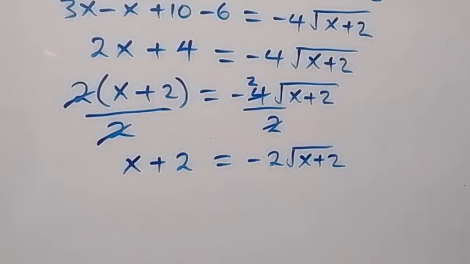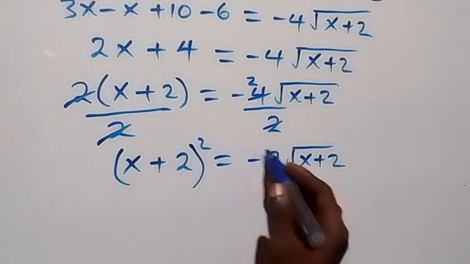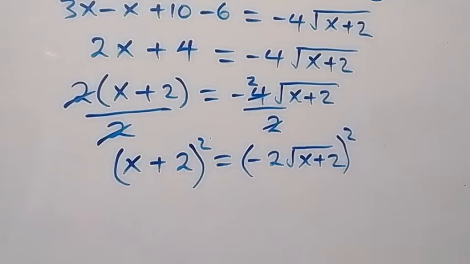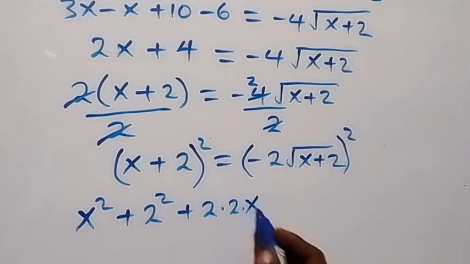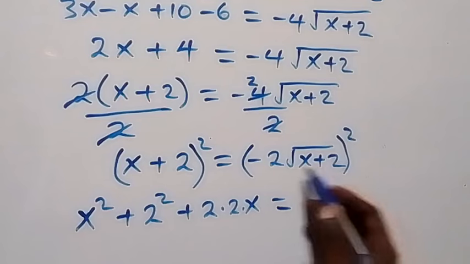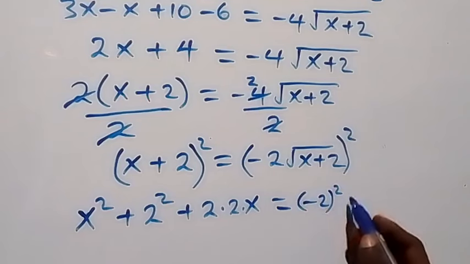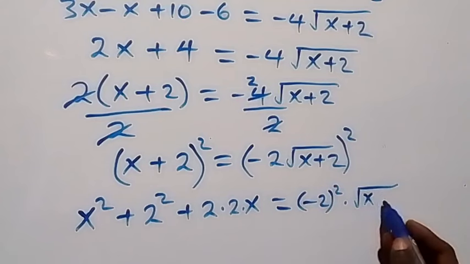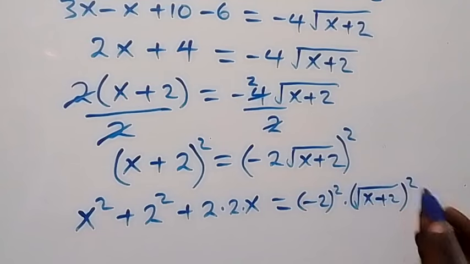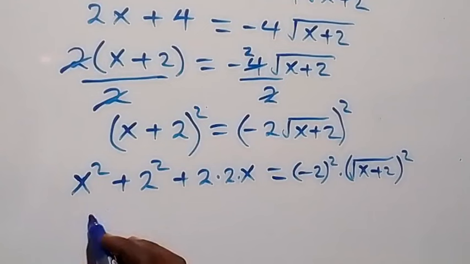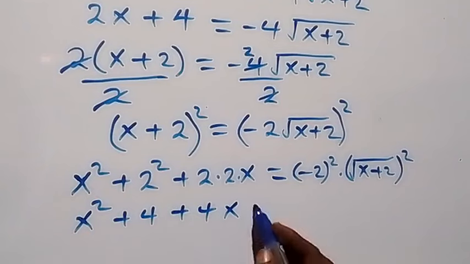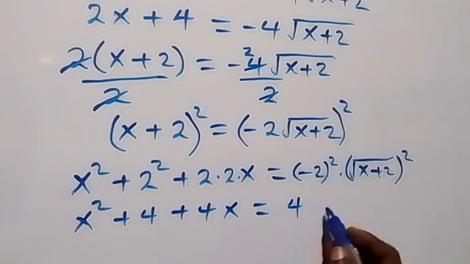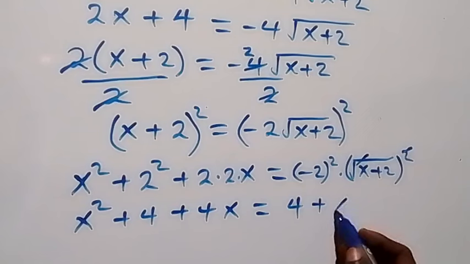The next step, we also square both sides. Square this side, then also square this side. The square here becomes x squared plus 2 squared plus 2 times 2 times x, which equals, on this side, minus 2 squared, we affect the minus 2, then times we affect root x plus 2 all squared. Then this gives us x squared plus 4 plus 4x equals minus 2 squared as well, there is 4, then the square cancels the square root, we have plus x plus 2.